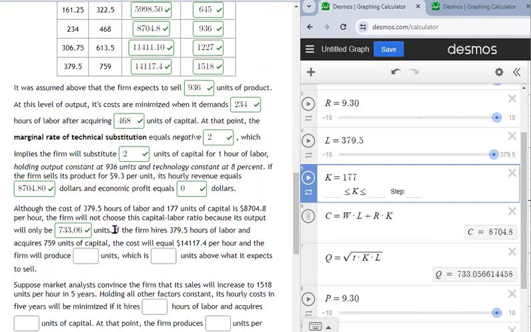Right? You're not able to produce the 936 that you expect to sell, right? So this would represent a bunch of lost sales. If you only produce 733.06 units, you could have sold 936. So this represents a bunch of lost sales.